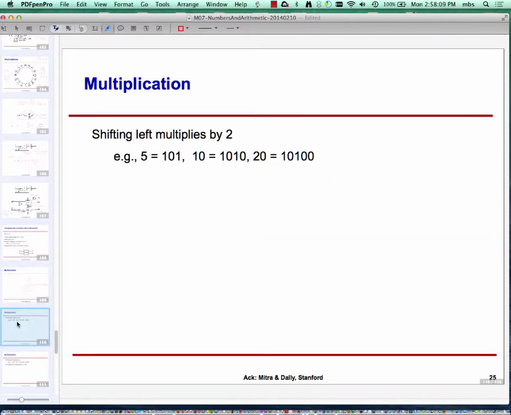In binary, shifting left by 1 means multiplying by 2, because every bit weight increases by a factor of 2. So if I have 5, which is 101, now if I do 1010, I took this 101, shifted it left, and inserted a 0 in the LSB. I get 1010, and that's 10. If I do the same thing again, I shift again by 1, 10100, that's 20, and so on and so forth. So shifting left by k bits is equivalent to multiplying by 2 to the power k.